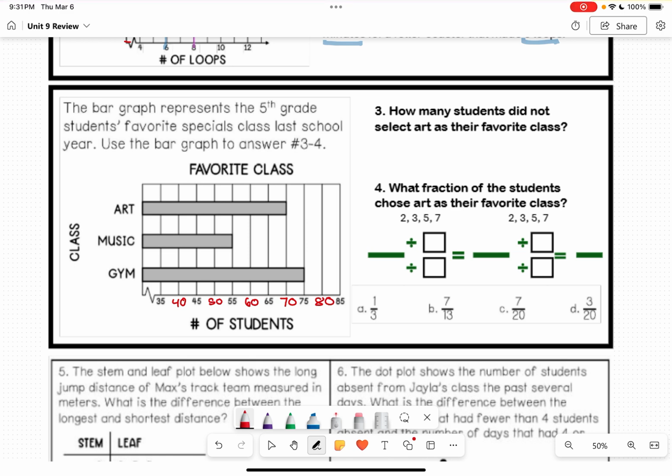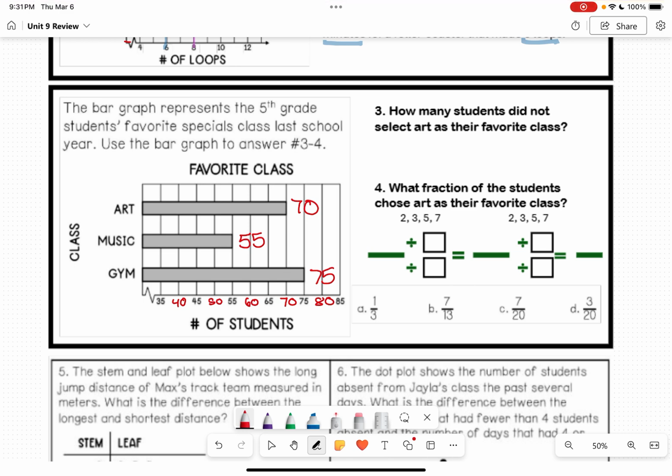All right, so I'm going to label my graph. Art shows 70. Music shows 55. And gym shows 75. Okay. All right, so I labeled all my data.